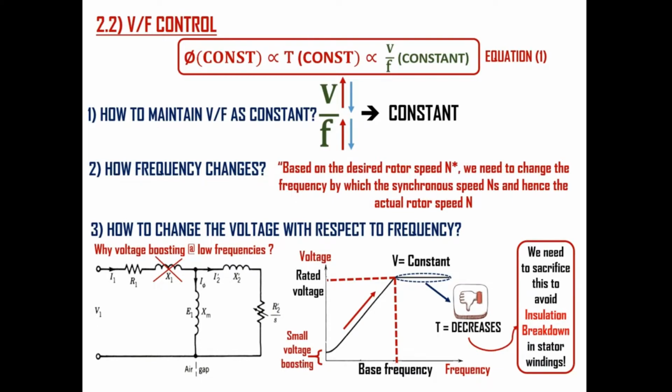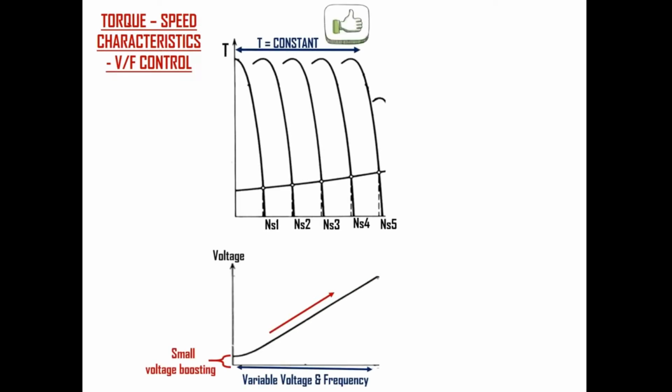Next, we are going to see the torque speed characteristics of V by F control. As you can see, when voltage and frequency vary along with a small voltage boosting at the low frequencies, then the maximum available torque is constant. Hence, it is called constant torque region.